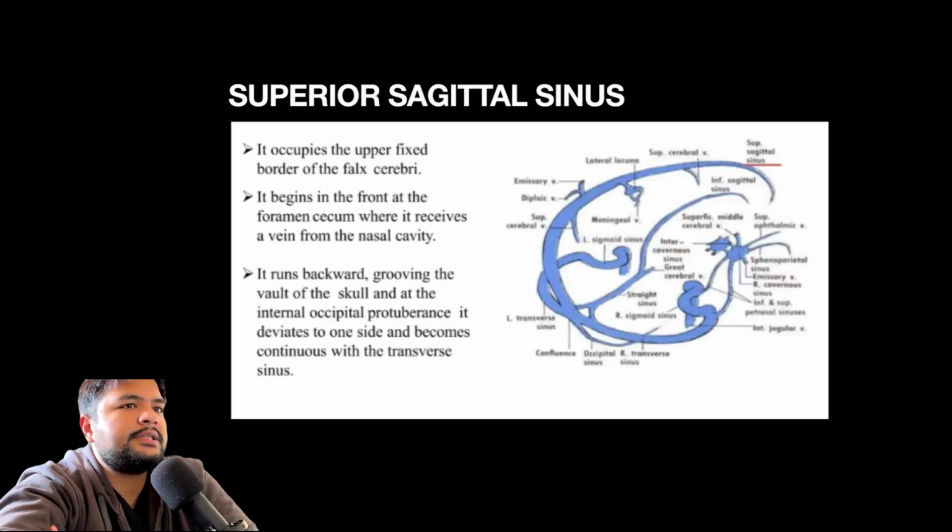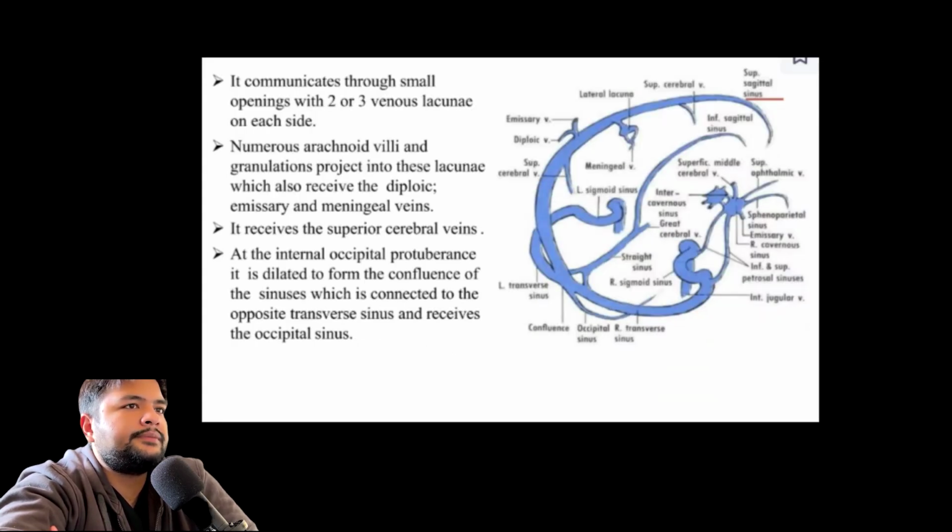Then coming to the superior sagittal sinus, it occupies the upper fixed border of the falx cerebri. It begins in the front at the foramen cecum, where it receives a vein from the nasal cavity. It runs backwards, grooving the vault of the skull, and at the internal occipital protuberance it deviates to one side and becomes continuous with the transverse sinus.